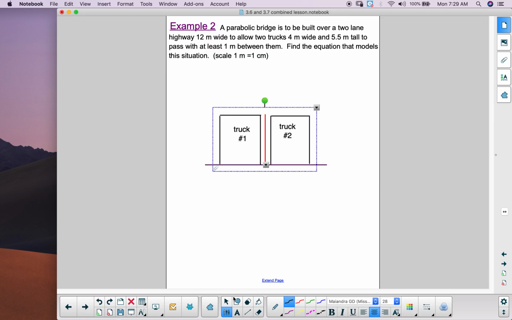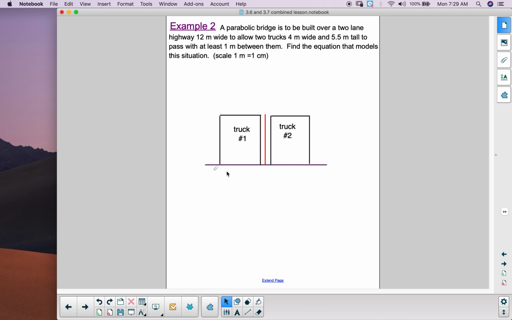Now you have a word problem where you have a parabolic bridge that is to be built over a 2-lane highway 12 meters wide to allow 2 trucks 4 meters wide and 5.5 meters tall to pass with at least 1 meter between them. Find the equation that models the situation. And the scale is that 1 meter is equal to 1 centimeter if you were trying to draw it to scale. So here you have two trucks.